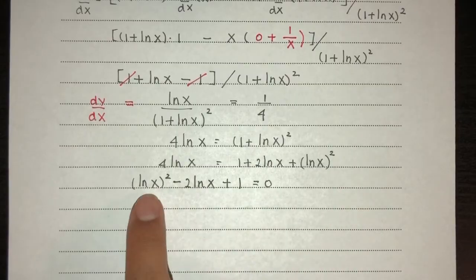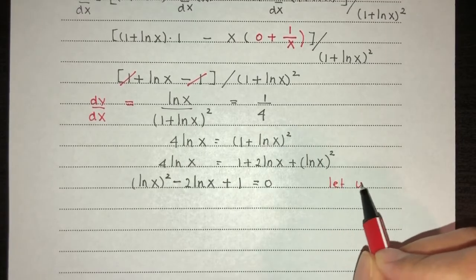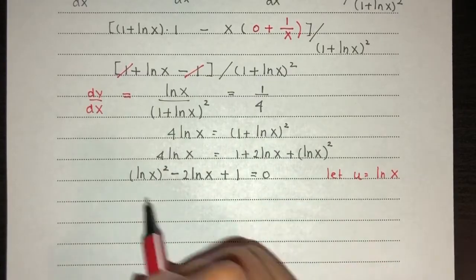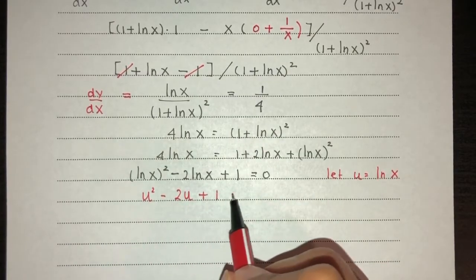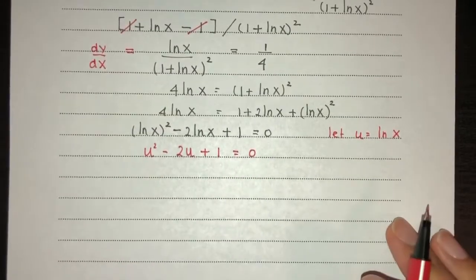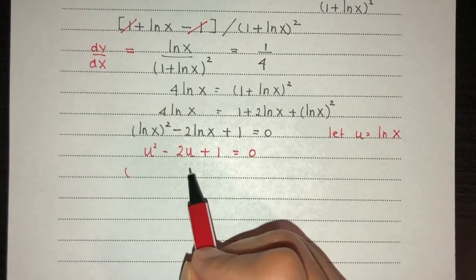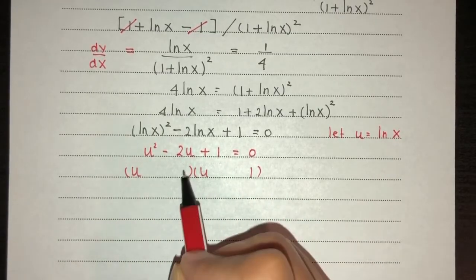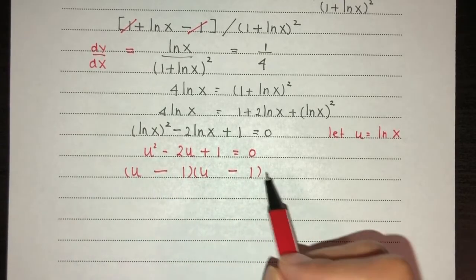Now as you can see, we have ln x, so it is kind of hard to understand what's happening, so we can do this. Let u equal ln x. So you will have u squared minus 2u plus 1 equal to 0. Now you can see this is a simple quadratic equation. So we can first factorize and solve for the values. u times u, 1 is 1 times 1. Now to get minus 2, we have to have minus 1 and minus 1.